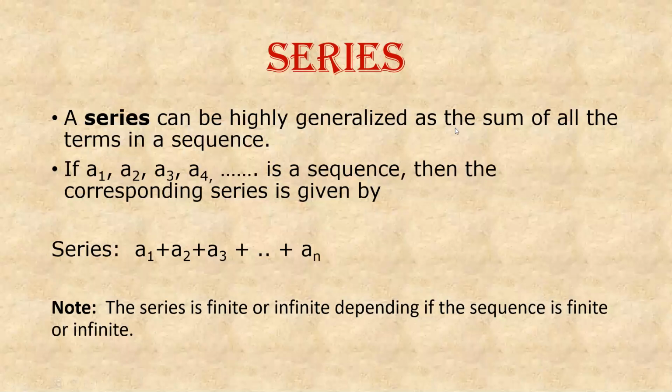See, a series can be generalized as a sum of all terms in a sequence. If A1, A2, A3 up to any number of terms is a sequence, then the series will be A1 plus A2 plus A3 up to An. And the series will also be finite or infinite depending upon whether the sequence is finite or infinite. Correct? If the sequence is finite, then the sum will also be finite, and therefore the series will also be finite.